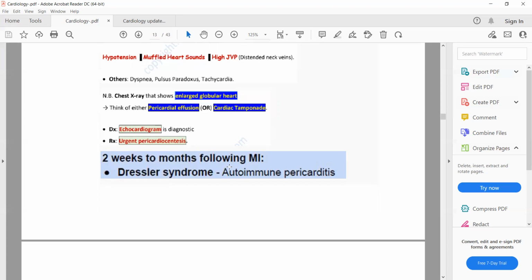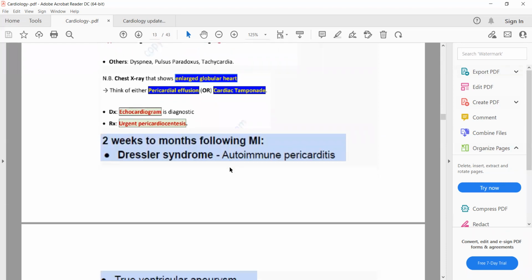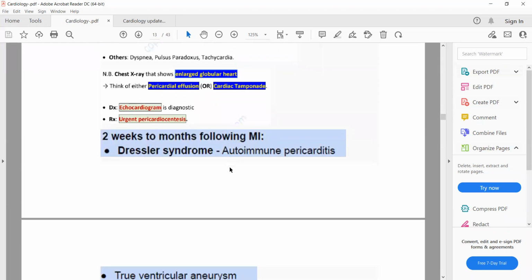Any question? Is pericardiocentesis for cardiac tamponade or for pericardial effusion or for both? It can be used for both. It is basically drainage of the fluid that is present in the pericardium, so it can be used for both conditions. Right. Thank you. Any more questions?